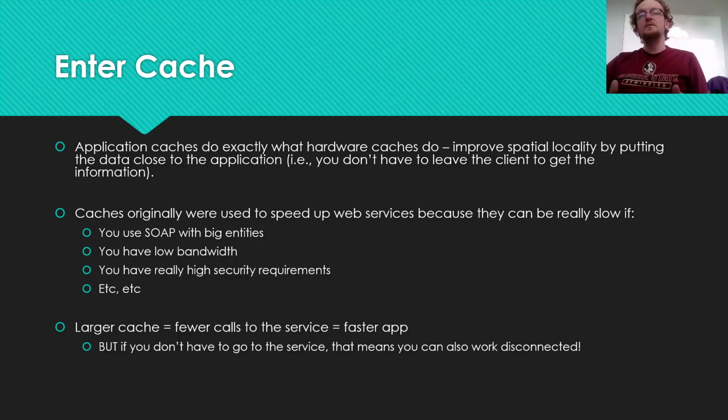So if you remember in Computer Organization 1 or 2, you have this kind of relationship where if you have a large cache, that means that you're going to have more likelihood of having data locally, and you have less likelihood of having to go off the machine to get data that you need, and so you'll have a faster application.